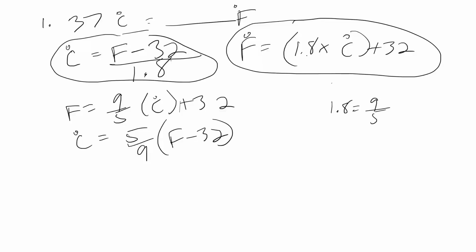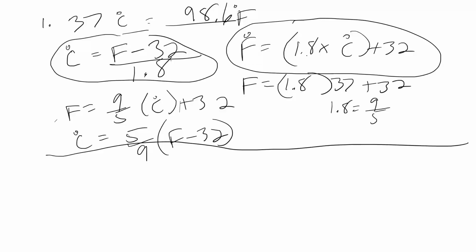So 37 degrees Celsius equals what degrees Fahrenheit? Fahrenheit equals 1.8 times Celsius plus 32. So Fahrenheit equals 1.8 times 37, plus 32, and that equals 98.6.